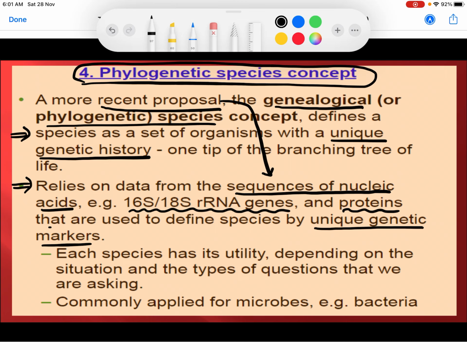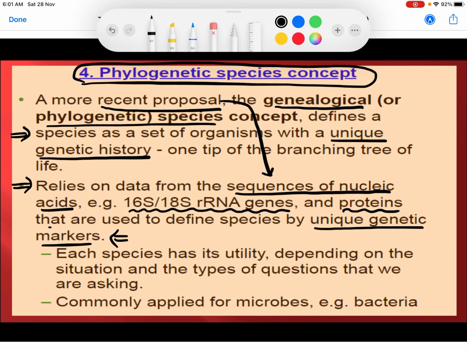A nucleic acid sequence which is used to identify a particular process, particular cell, particular mechanism or particular organism is called a marker. It is used for identification. That is why it is a unique genetic marker.